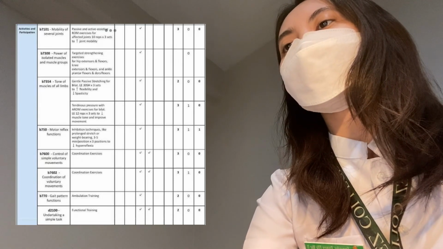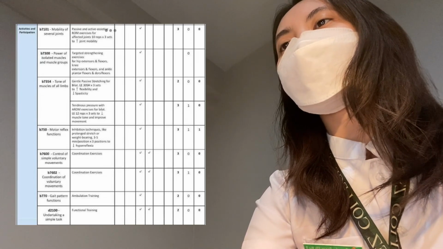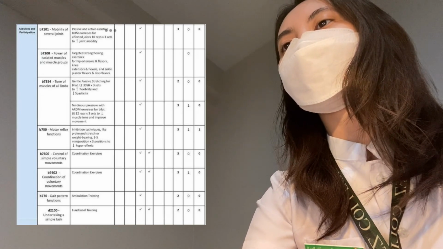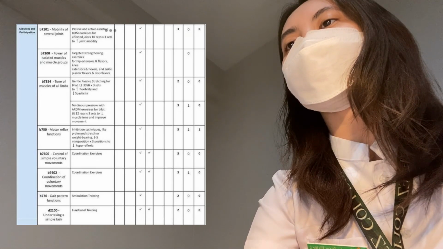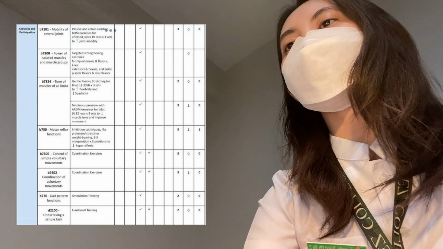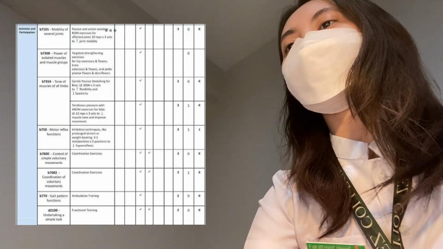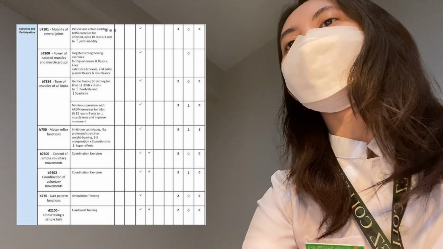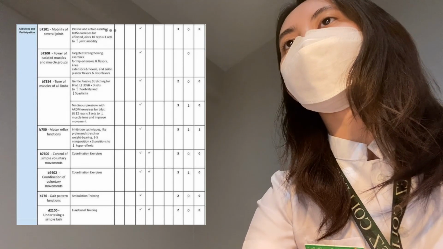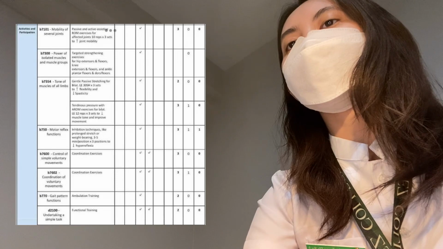Then we also have B7354 for tone of muscles of all the limbs. We conduct gentle passive stretching for bilateral lower extremity, 30 seconds hold times 3 sets to increase flexibility and reduce spasticity. We also have tendinous pressure with ARM exercises for bilateral lower extremity for 12 reps and 3 sets to decrease muscle tone and improve movement. So we have a first value of 3 and the goal value of 1 and the end value is 0 for this one.